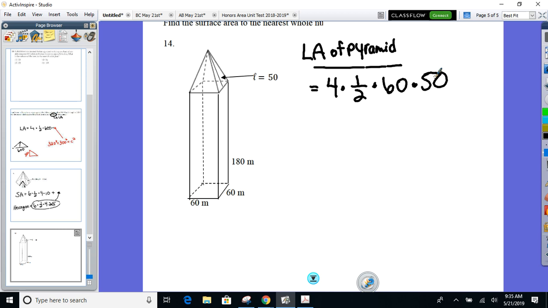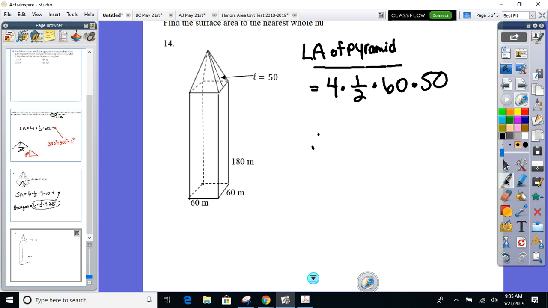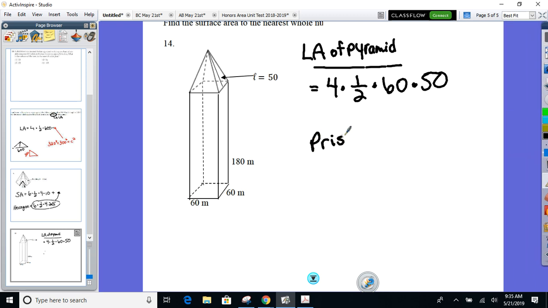Okay, here's where some of us struggle now. Now we have to go to the prism. Usually a prism has 6 faces. Well, how many faces can I glide my hand over? Only 5 of those faces, not 6. And all 5 are not the same dimensions. What's the bottom one? 60 by 60. And I am not multiplying that by 2 because the top 60 by 60 is covered up. What about the right and the left?